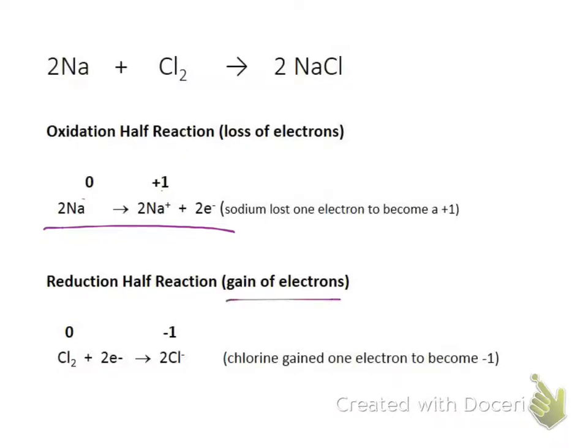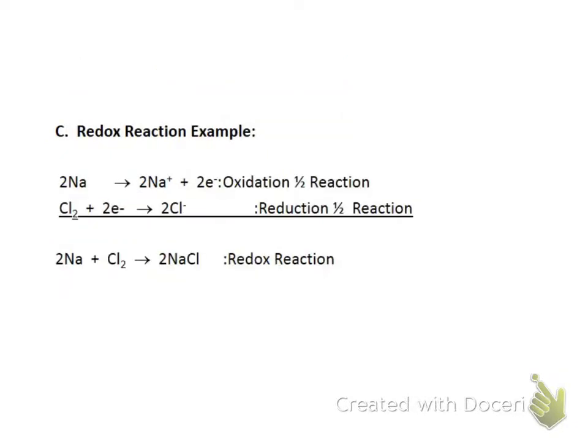For the half reaction for reduction, it's gaining electrons. The chlorine went from a 0, gained 2 electrons, to go to a negative 1. So it gained electrons, so it's reduced. Is everybody okay with that so far? So then the overall reaction looks like that. This is your half reaction for sodium, which is oxidized. This is your half reaction for chlorine, which is reduced and gained electrons.